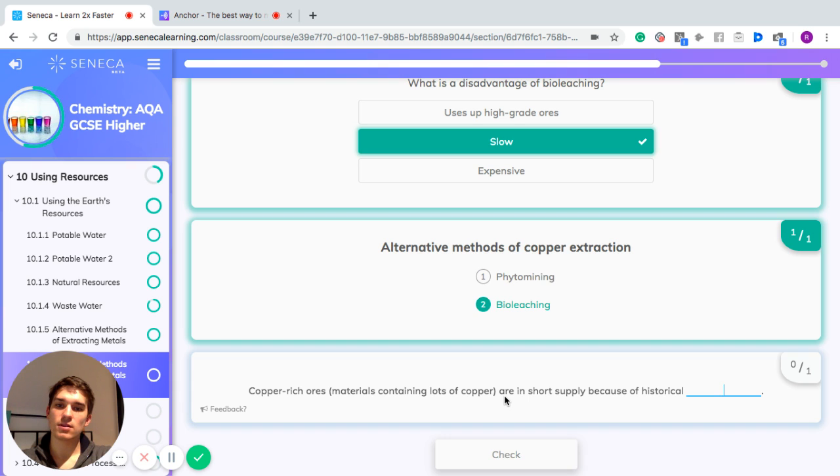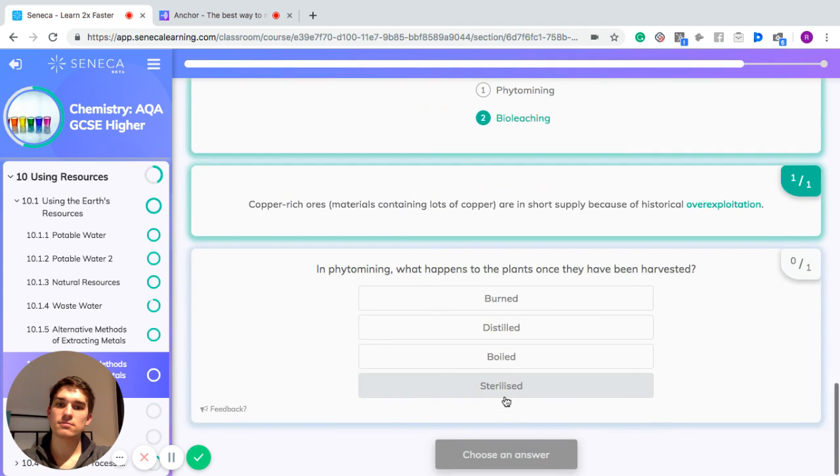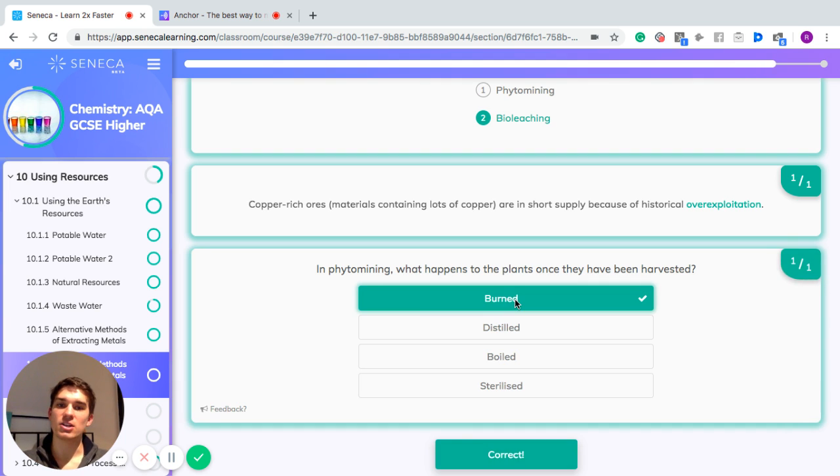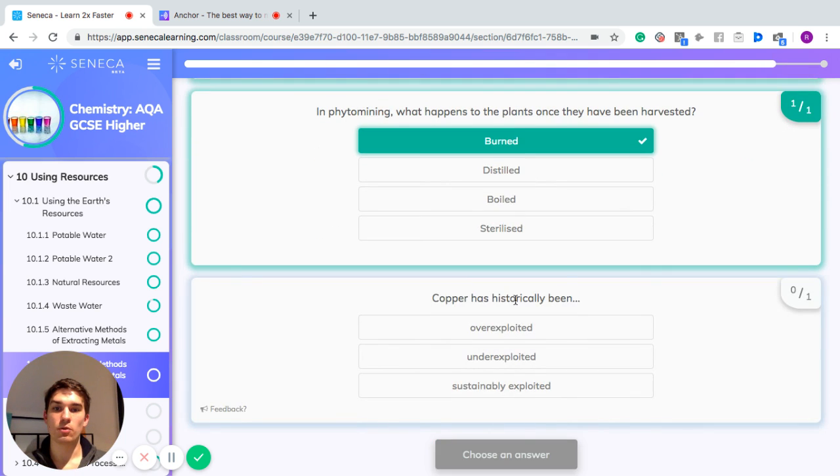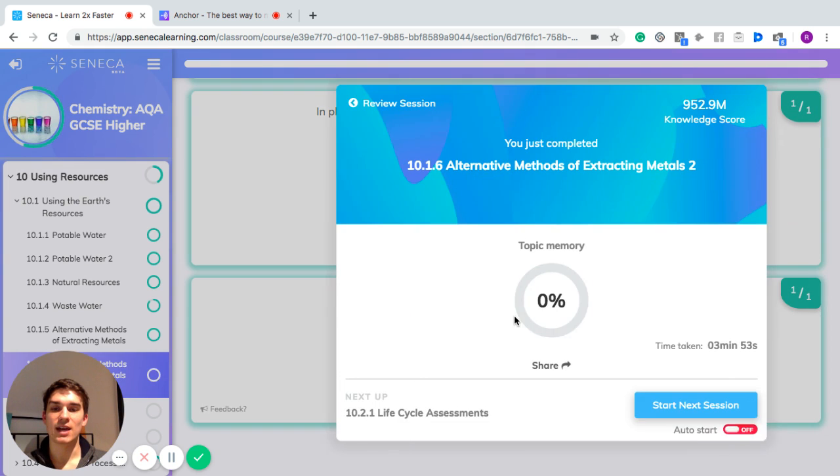Copper-rich ores, which are materials containing lots of copper, are in short supply because of historical overexploitation. In phytomining, what happens to the plants once they have been harvested? If you remember, they're burnt, and then the ash that's left contains a lot of copper-rich compounds. Now, copper has historically been overexploited, and that's why we have to have these new techniques.